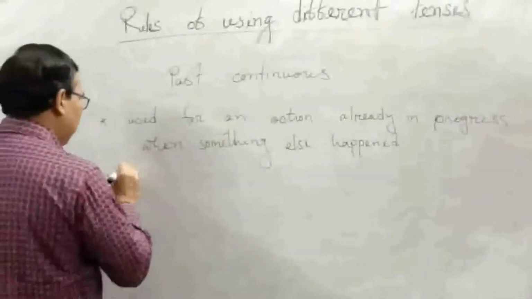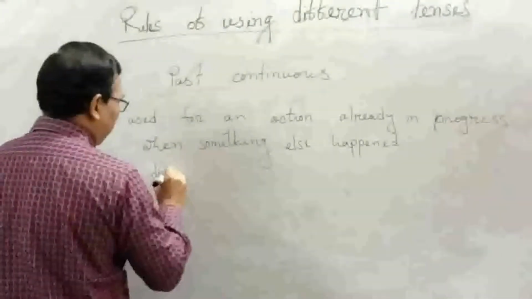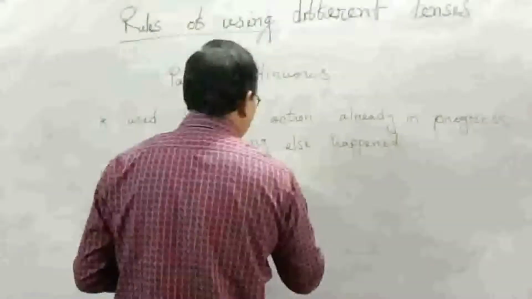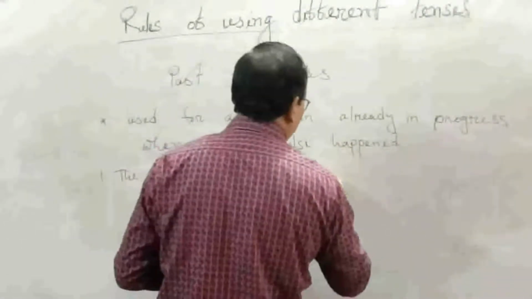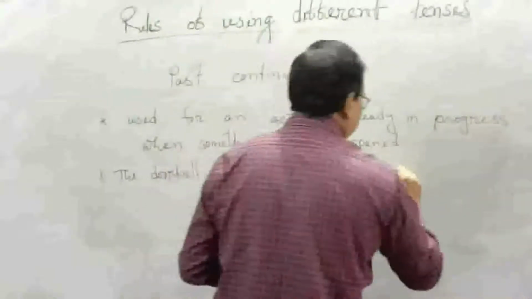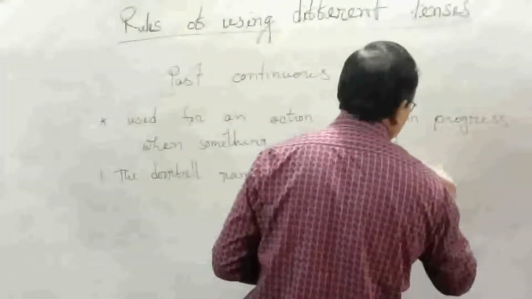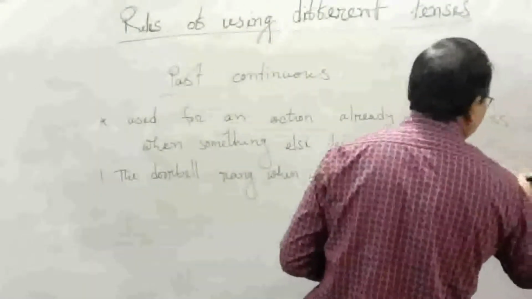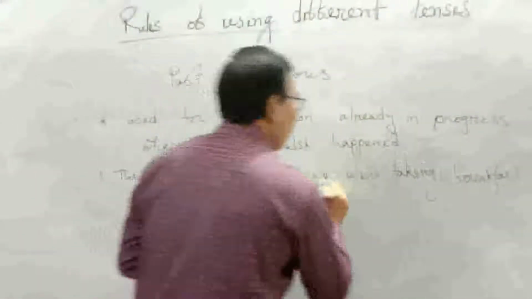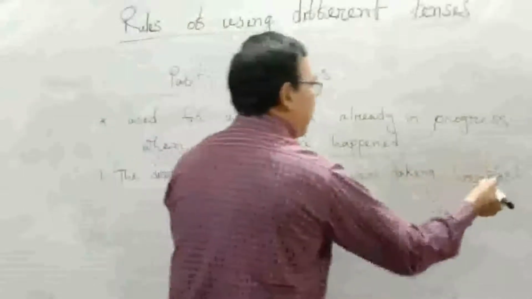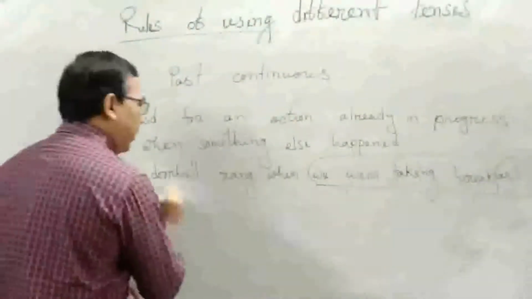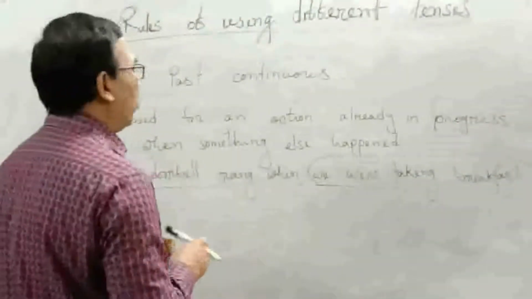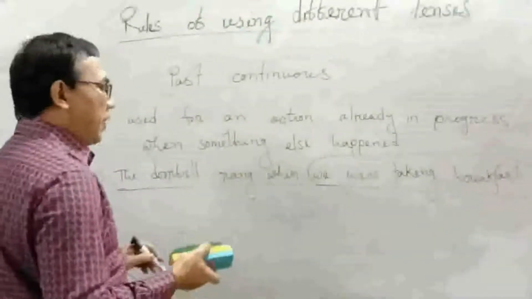I'm giving an example. The doorbell rang when we were taking breakfast. So, we were taking breakfast. This action was already in progress, and at that time another incident took place, that is, the doorbell rang. So this is another rule of using past progressive or past continuous tense.